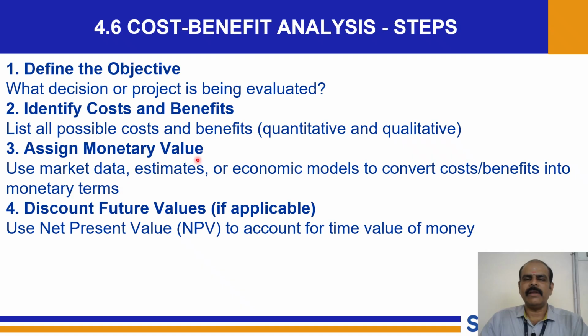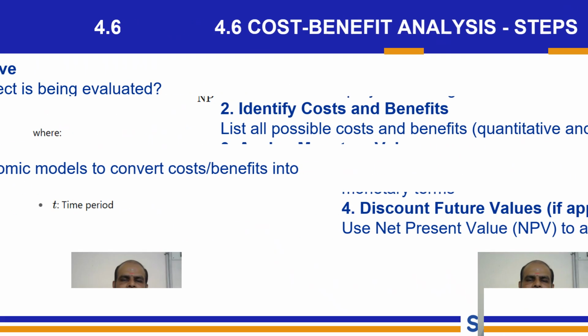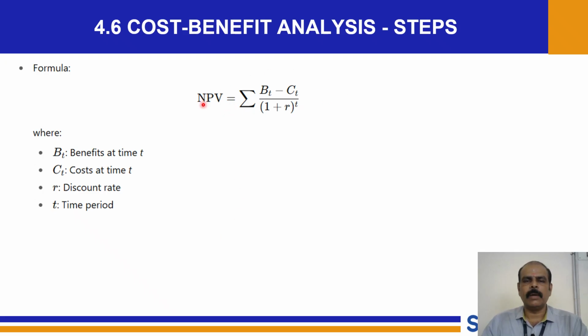Then assign monetary values. Give values for each and everything, converting the constants into variables by assigning values. Then if any discounts are there, apply the discounts and finally find the net present value. With these values we can substitute everything into this formula. So NPV will be the summation of the difference between the benefits at the time and the cost at the time, divided by the discount rate with respect to the time. So from this formula we can calculate.